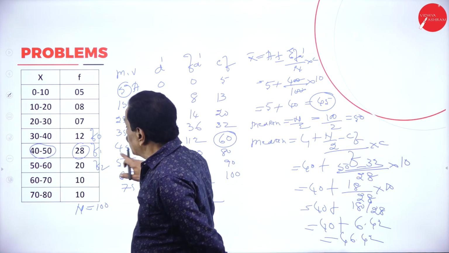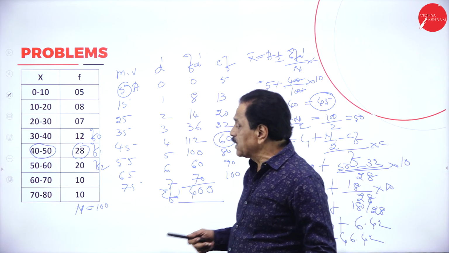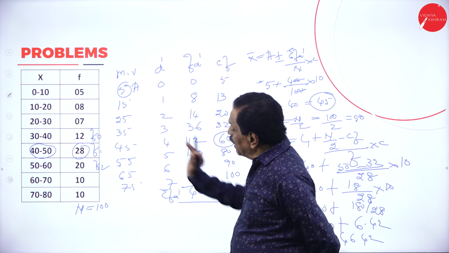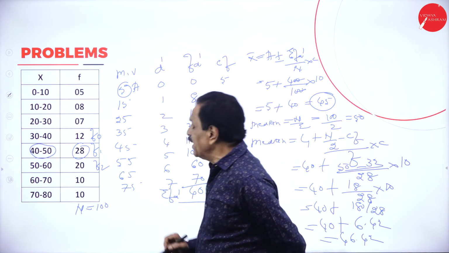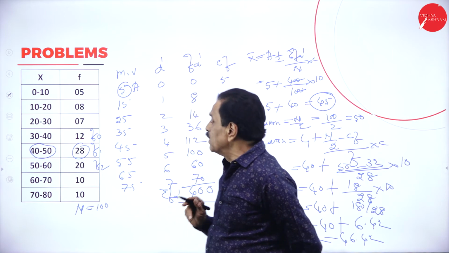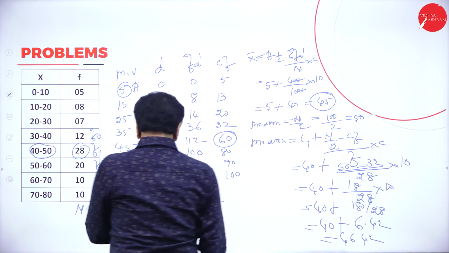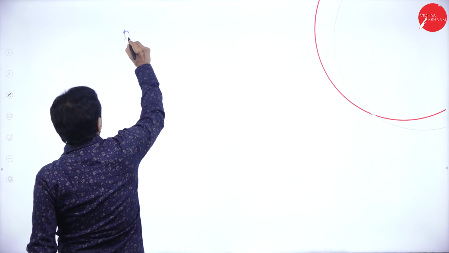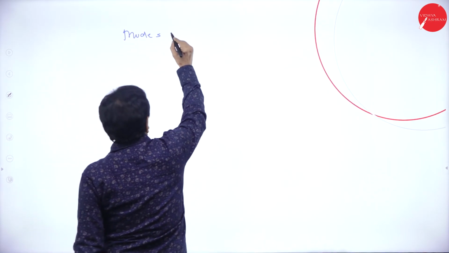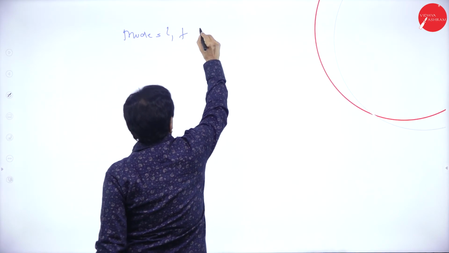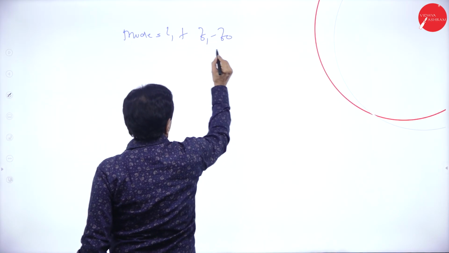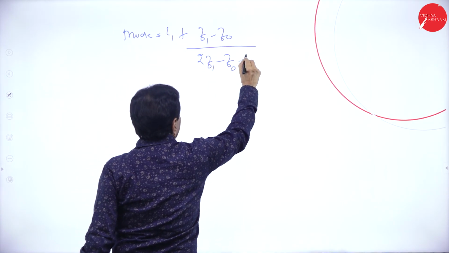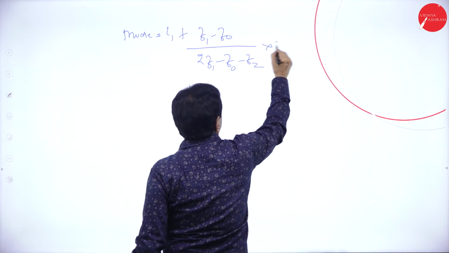Your modal class is 40 to 50. What does your formula say? L1 is 40 plus F1 is 28, F0 is 12, divided by 2 into F1, F2 is 20. Simplify this. We'll apply: Mode is equal to L1 plus F1 minus F0 divided by 2F1 minus F0 minus F2 into C.